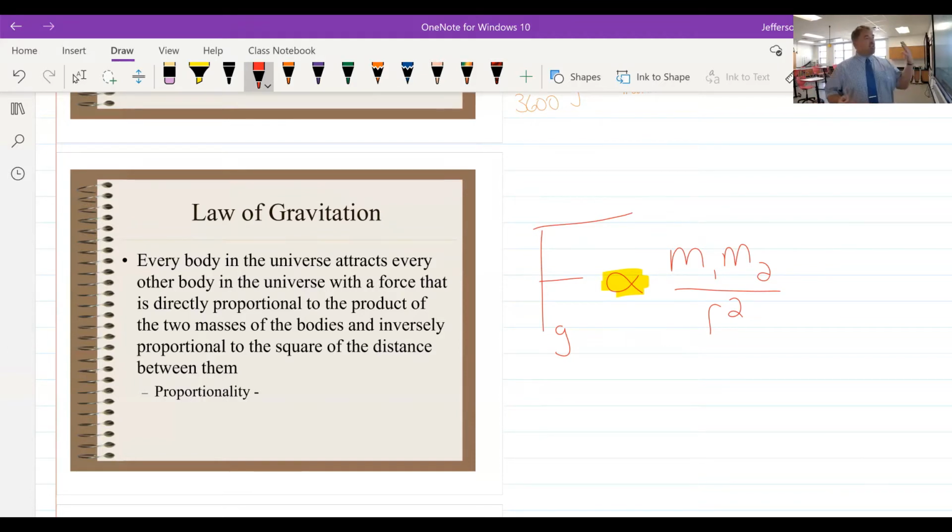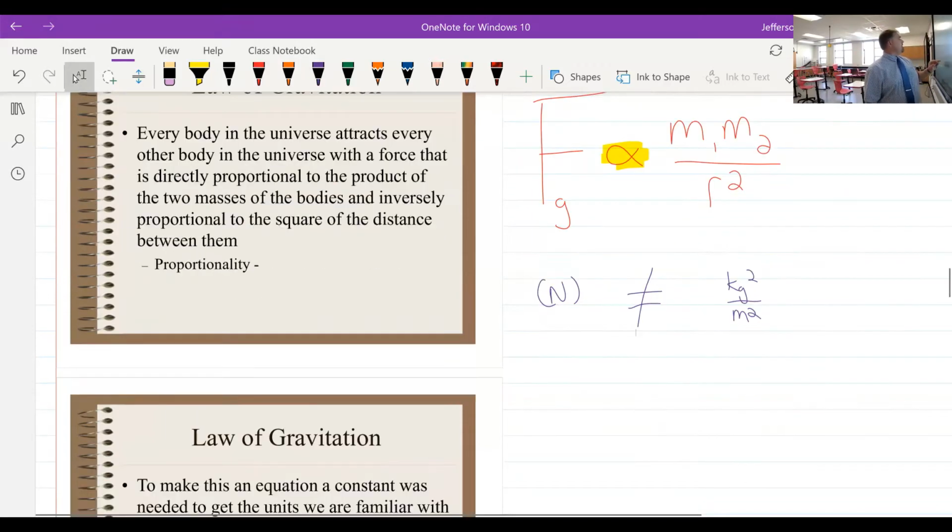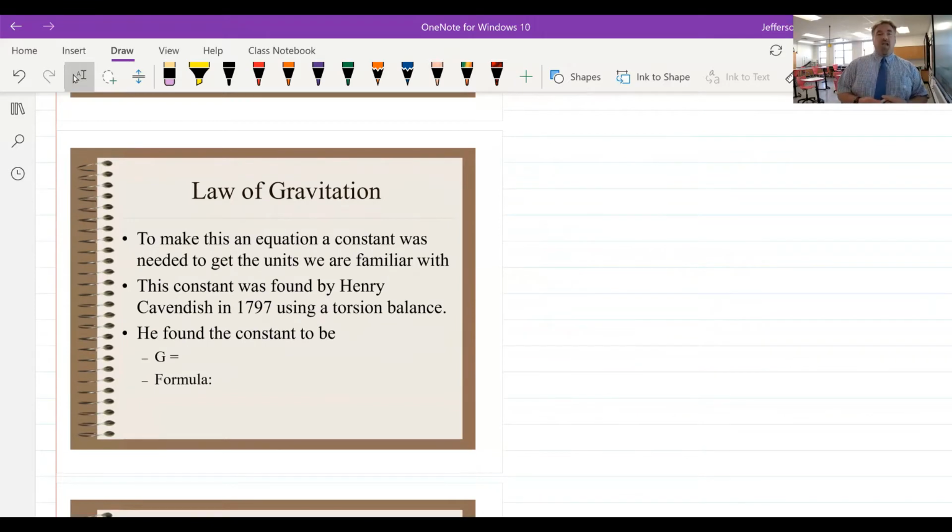That's because it doesn't have the same units. The units of my force due to gravity are newtons. It's a force. The units of this concoction are kilograms squared over meters squared. They're not the same thing. And so another guy had to come along, by the name of Henry Cavendish in 1797. He used what's called a torsion balance, and I'll explain that in more detail tomorrow in class. But he was able to determine a constant of proportionality.